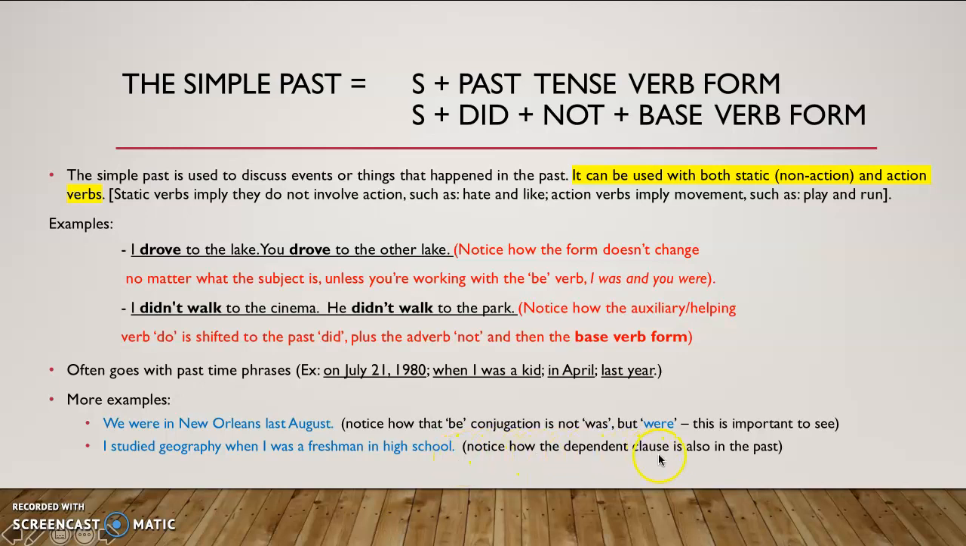Notice how the dependent clause is also in the past. When you're creating a complex sentence and the independent clause is in the past, the dependent clause should also be in the past, which is not the case in future tenses, but we'll get to that.